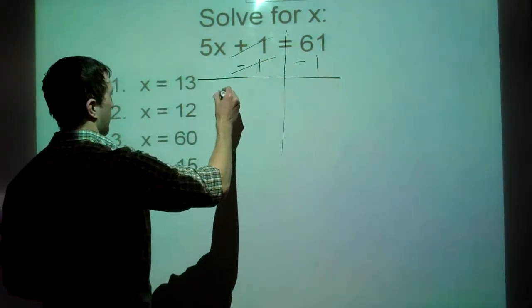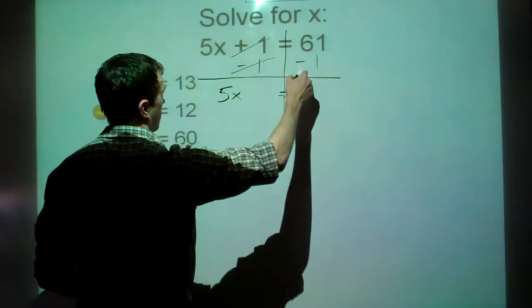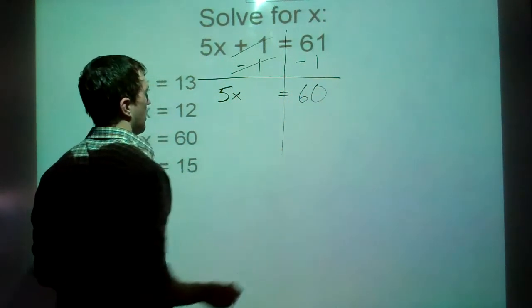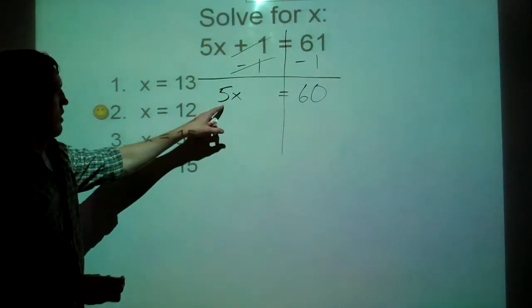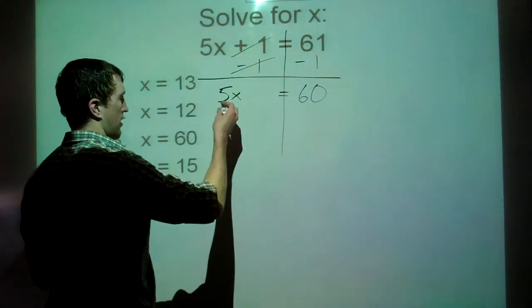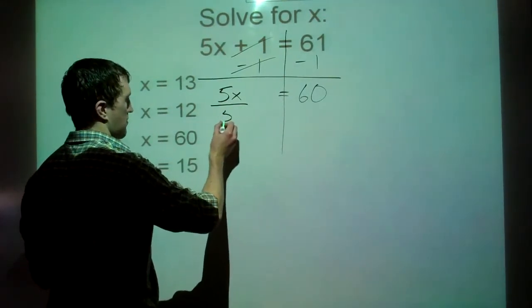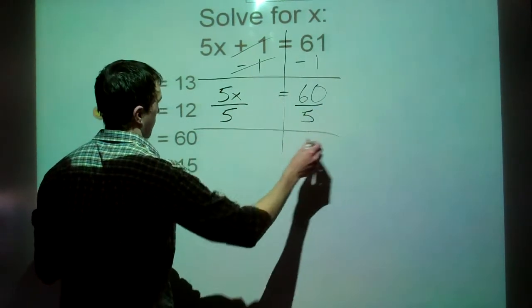So we're left with a 5x over here, and that equals 61 minus 1, which is 60. And now our last step, we want to do the opposite of what's happening to our x there. We're timesing by 5, or multiplying by 5, so we do the opposite of that, or the inverse. We've got to divide by 5 on both sides.